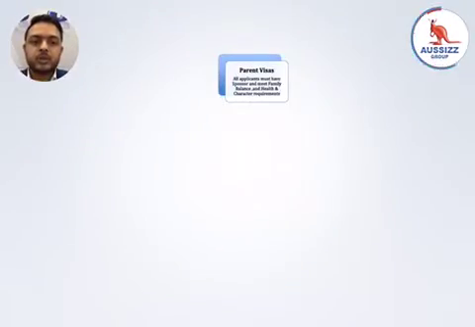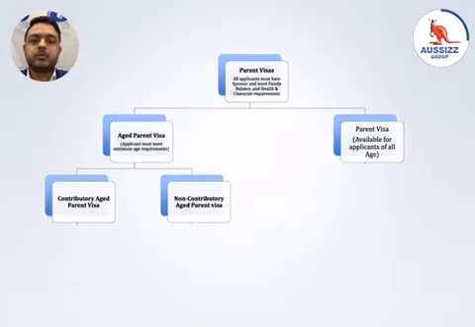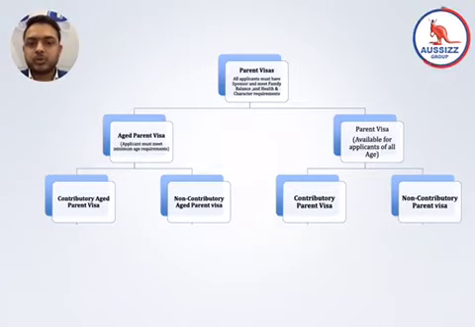Now, under the parent visa, I would categorize parent visas into two major sections. One is the aged parent visa, the second one is the normal parent visa. In the aged parent visa or the parent visa, there are two separate subcategories: a contributory parent visa and a non-contributory parent visa. The same applies in the normal parent visa section as well: contributory and non-contributory.